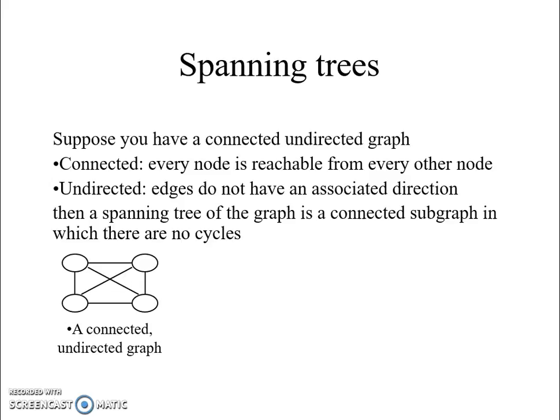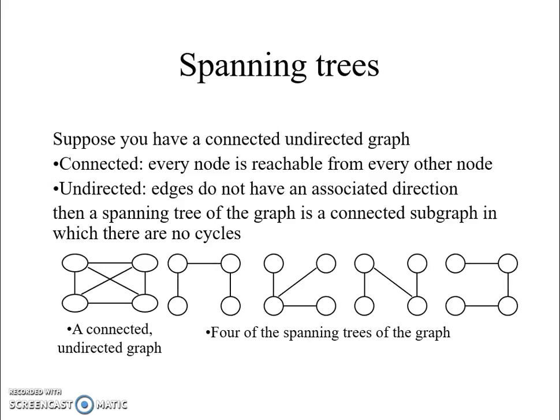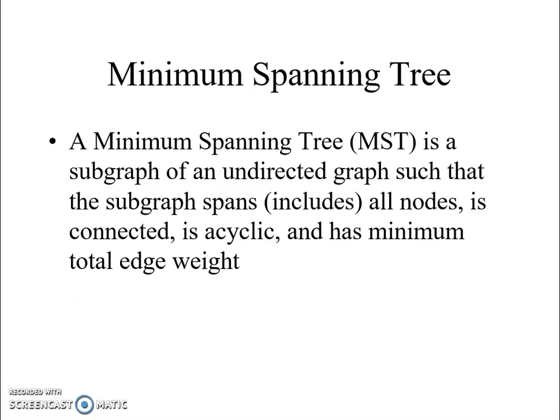Now we can see an example for a graph having spanning trees. You can see a graph having 4 different spanning trees. Next we can see what is a minimum spanning tree. A minimum spanning tree is a subgraph of an undirected graph such that the subgraph spans all nodes, is connected, is acyclic, and has minimum total edge weight.